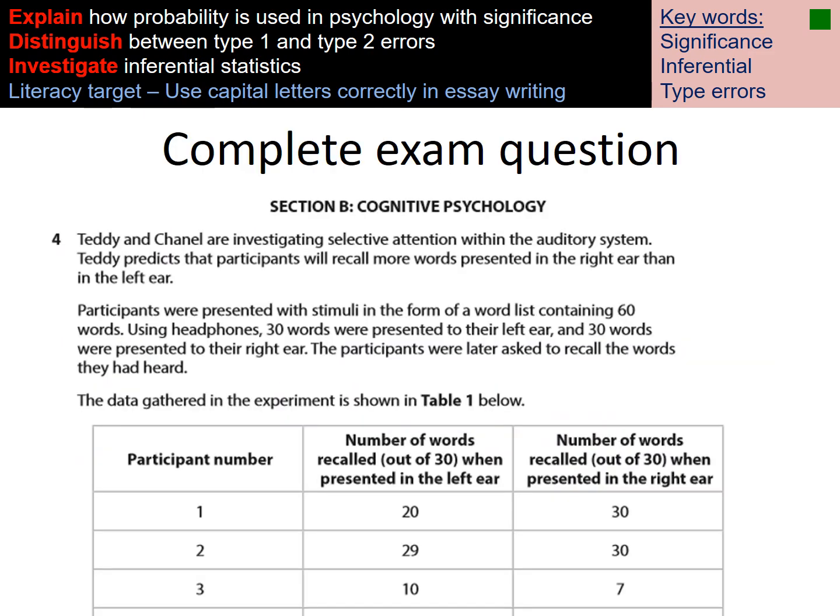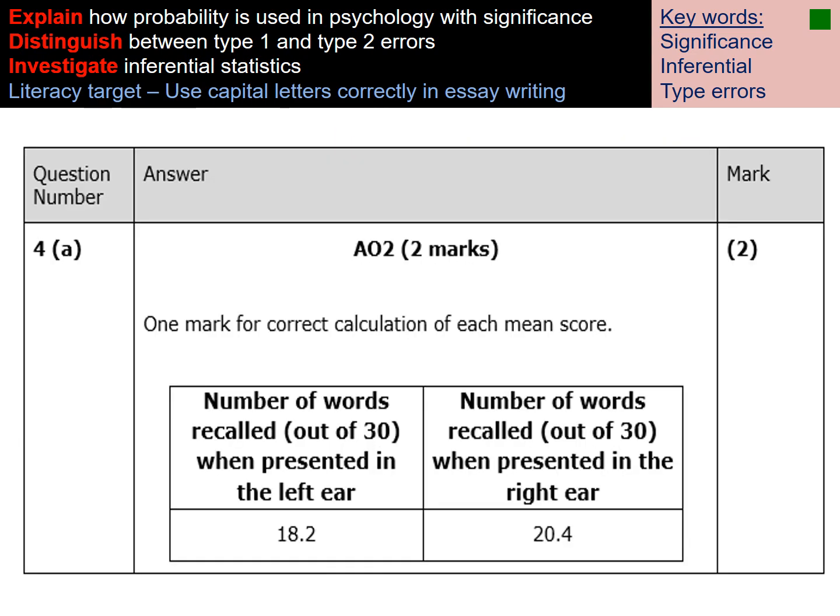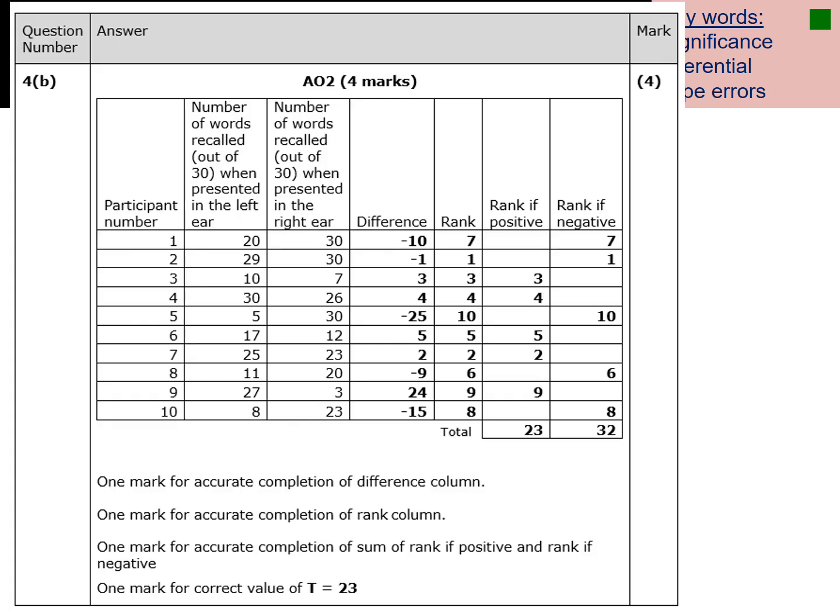Just very quickly on this, there's been an exam question on this before, Teddy and Chanel. The first thing students had to do was work out the mean. So they were given two different tables. They had to work out the mean number of words that were recalled in the left ear and then the mean in the right ear. And then just very quickly, they actually gave them this table where these three columns were done. So again, if you look at what we've just learned, they gave them the information for each participant for the two conditions that they sat.